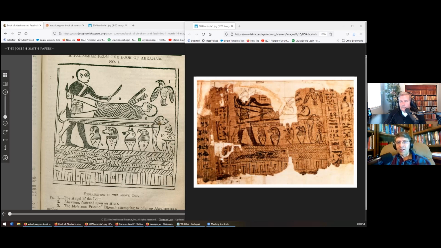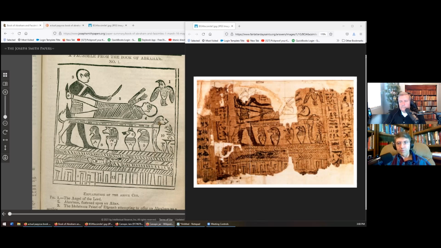So I think there's a number of interpretations that can be drawn from this, but at least one of them would be that Abraham is nearly being sacrificed. But what is unique? The two hands up seems to be unique. I'm not aware of that anywhere else. Other Egyptologists have pointed out that this is unique.